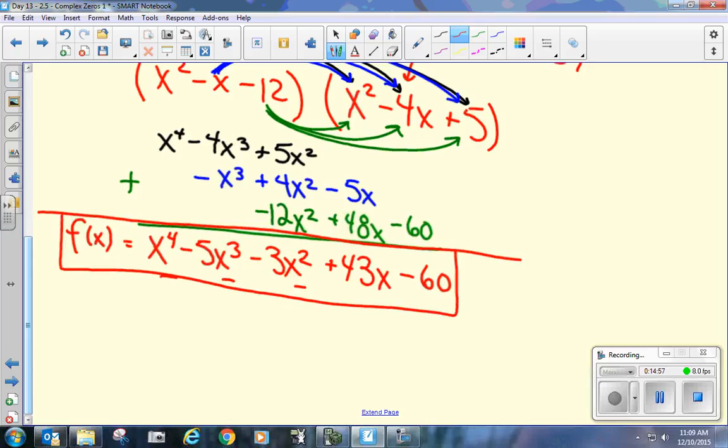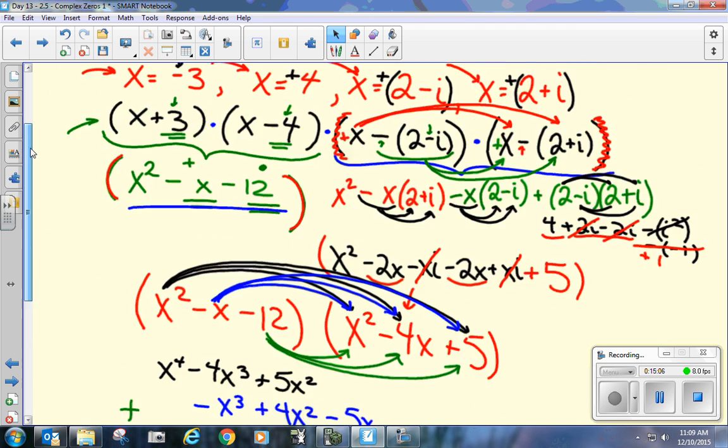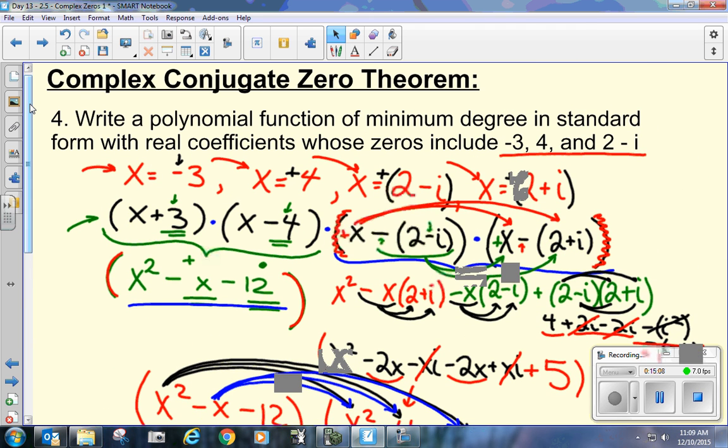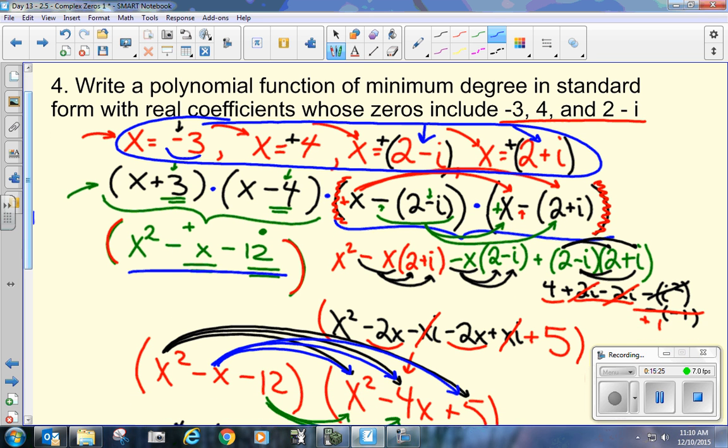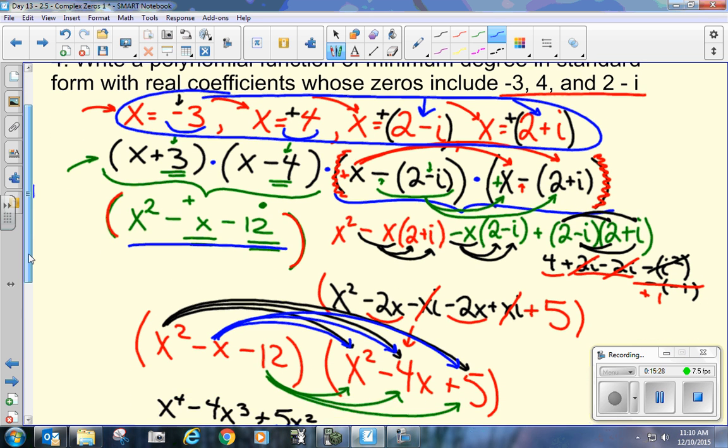There it is. And if you wanted to graph this, how many times does that touch the x-axis? Twice. How come it's not 4 times? I see 4 zeros here. Thank you. I see 4 zeros here, but you're right. It only touches twice because 2 are imaginary. There's an i, there's an i. That means they don't really touch the x-axis for real. I will touch the x-axis twice. Where? Negative 3 and positive 4.